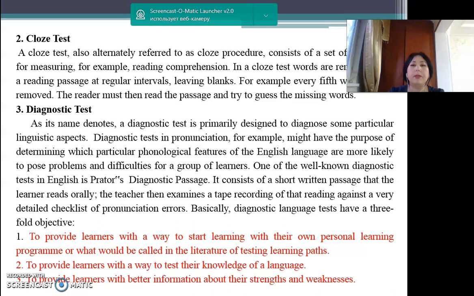Basically, diagnostic language tests have threefold objectives. The first one is to provide learners with a way to start learning with their own personal learning program, or what would be called in the literature of testing learning paths. The second objective is to provide learners with a way to test their knowledge of a language. And the last objective is to provide learners with better information about their strengths and weaknesses.